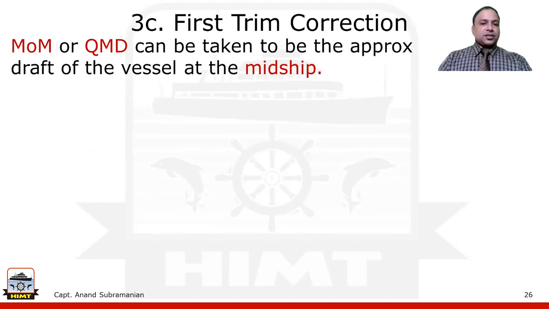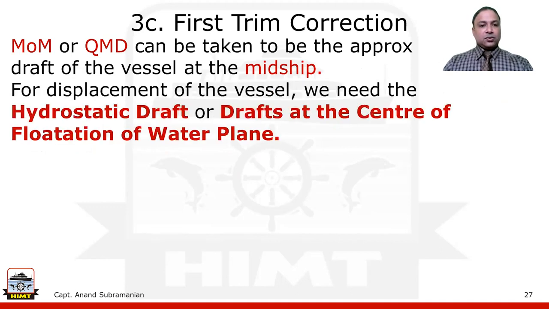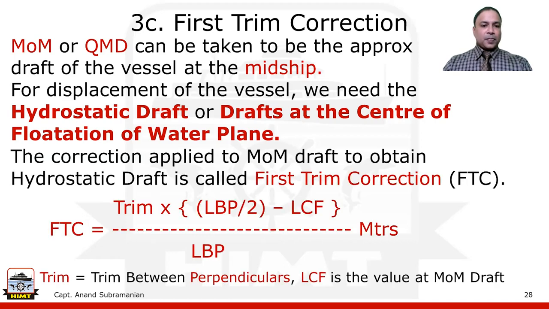So we go to the next correction, what is called the first trim correction. And the main reason for that is because the mean of mean draft, or the quartermean draft, which we have found out in the previous step, is only an approximate midship draft. Remember, we want the hydrostatic draft. So for finding the displacement of the vessel, what we require is a hydrostatic draft, or in other words, the draft at the center of flotation of the water plane in which the ship is presently floating.